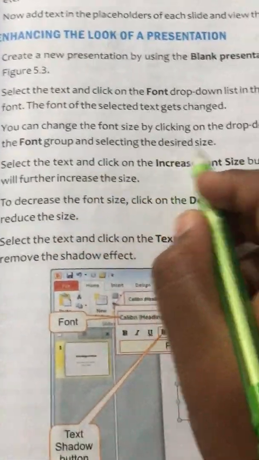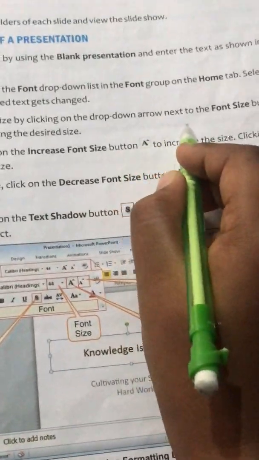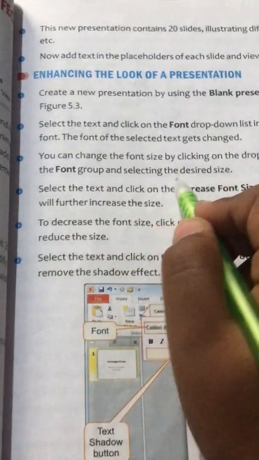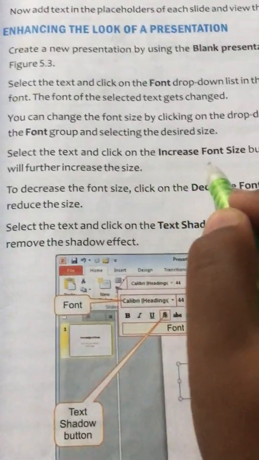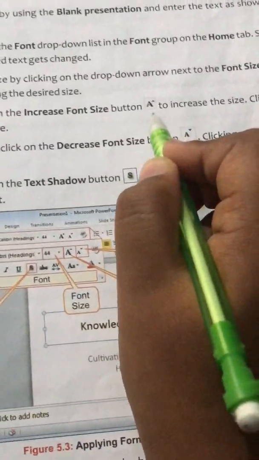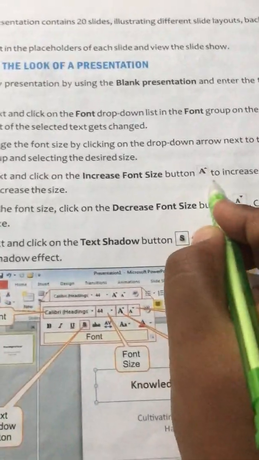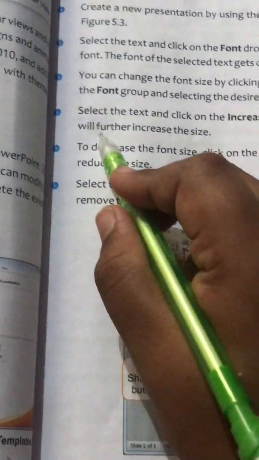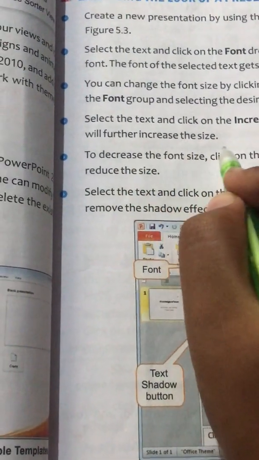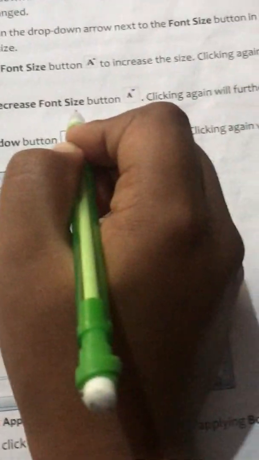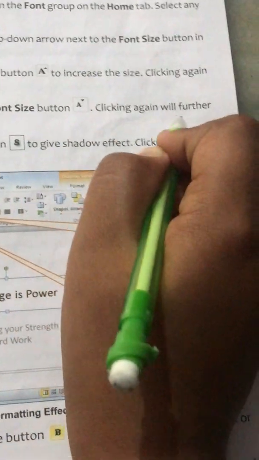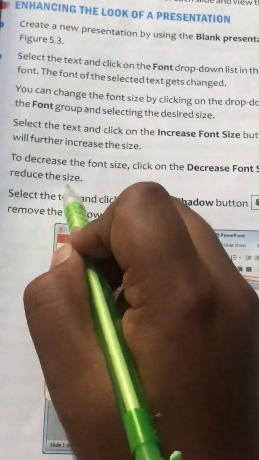You can change the font size by clicking on the drop-down arrow next to the font size button in the Font group and selecting the desired size. Select the text and click on the Increase Font Size button. This one, the font size button. To increase the size, clicking again will further increase the size. To decrease the font size, click on the Decrease Font Size button. Clicking again will further reduce the size.